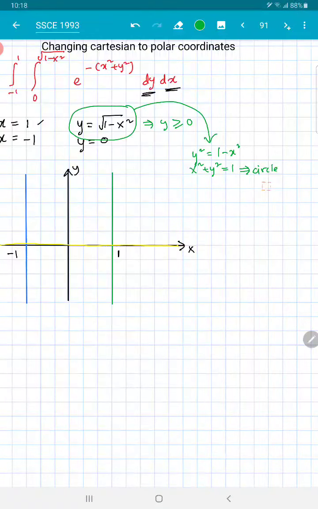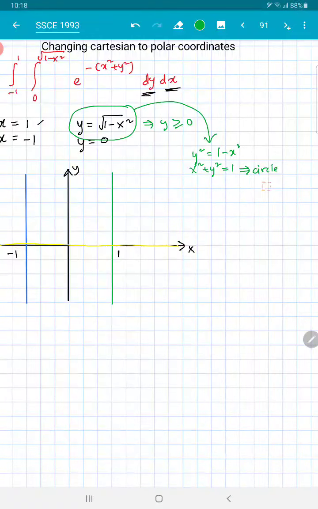You can also see that we can change this to polar coordinates. Remember, x squared plus y squared is r squared. Taking the square root, we get r equals 1. So another equation for a circle of radius 1 centered at 0, 0 is r equals 1.